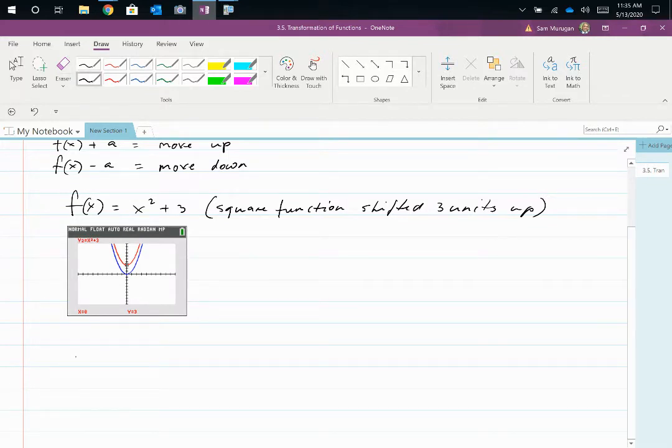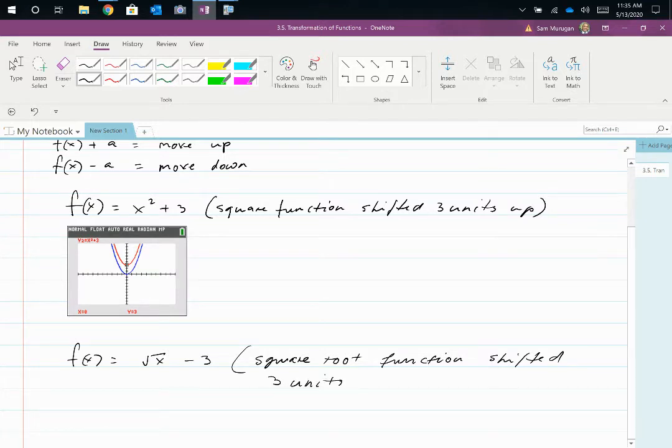If we wanted to write, say, f of x is equal to the square root of x minus 3, this is the square root function shifted 3 units down.